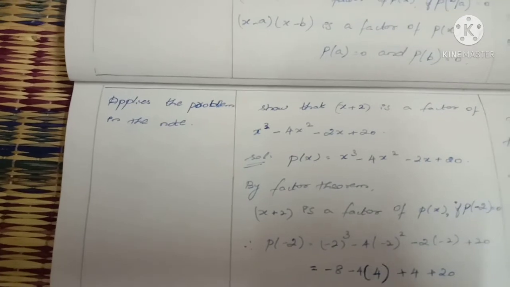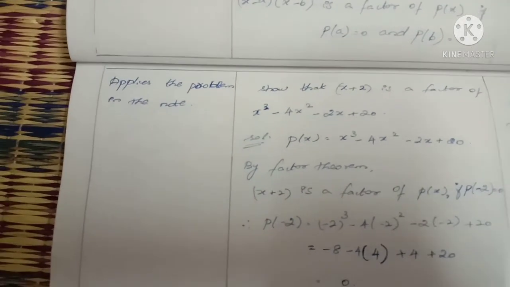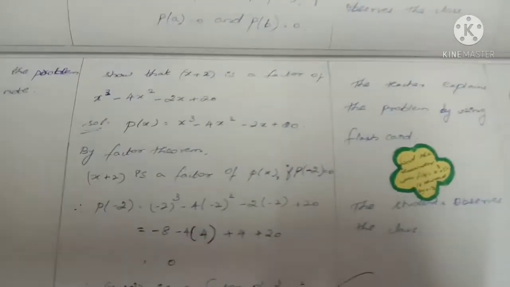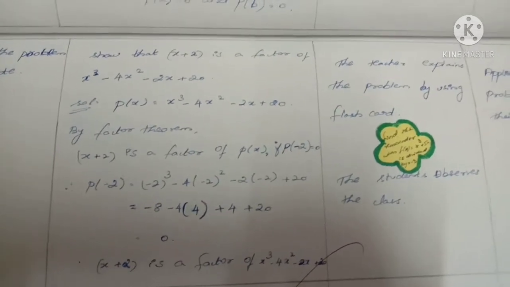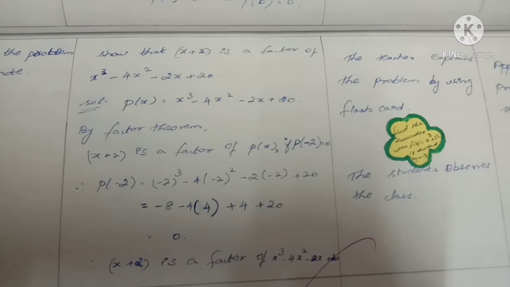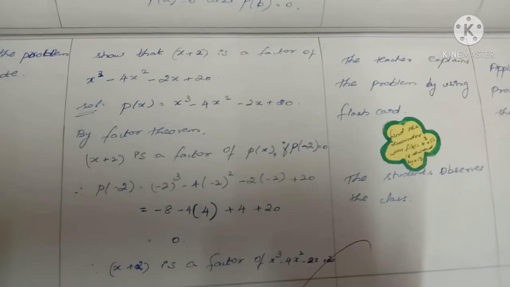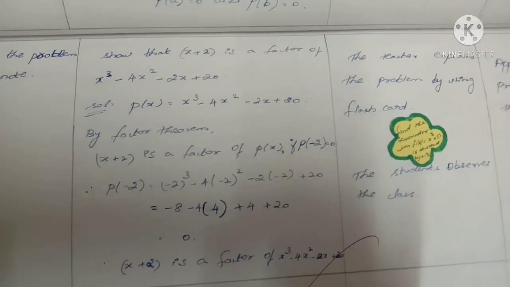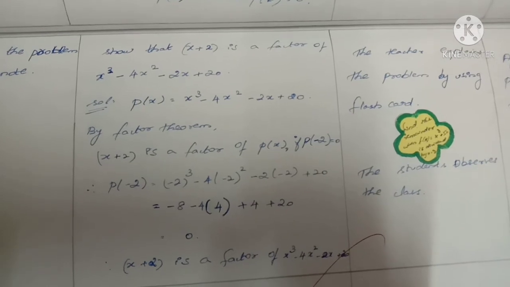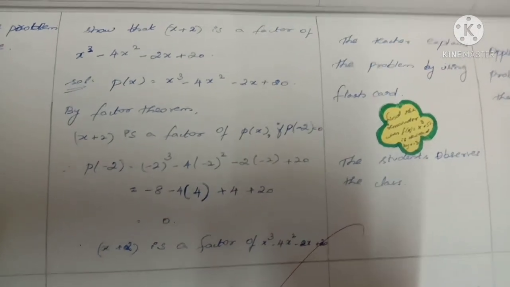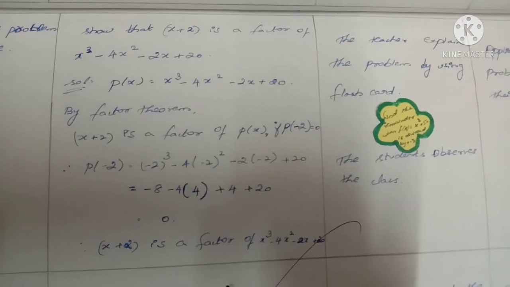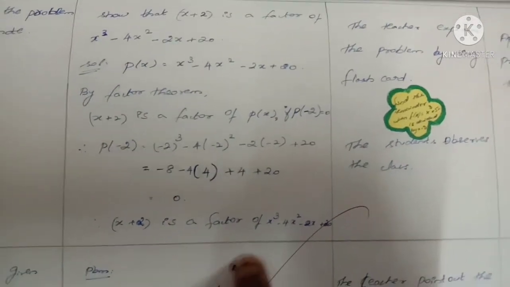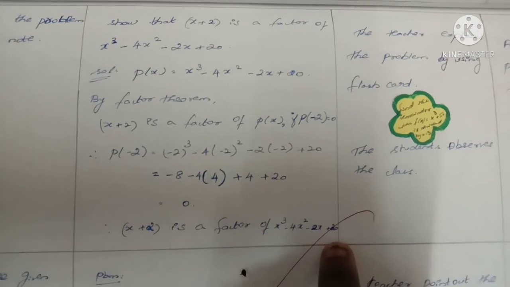In the next row, apply the problem in the note. In the next box, we have to write one problem. Show that x plus 2 is a factor of x cube minus 4x square minus 2x plus 20. Solve the sum. Therefore, x plus 2 is a factor of x cube minus 4x square minus 2x plus 20.